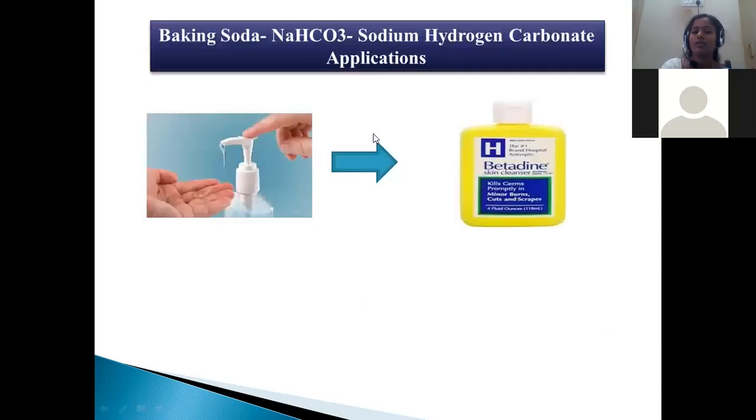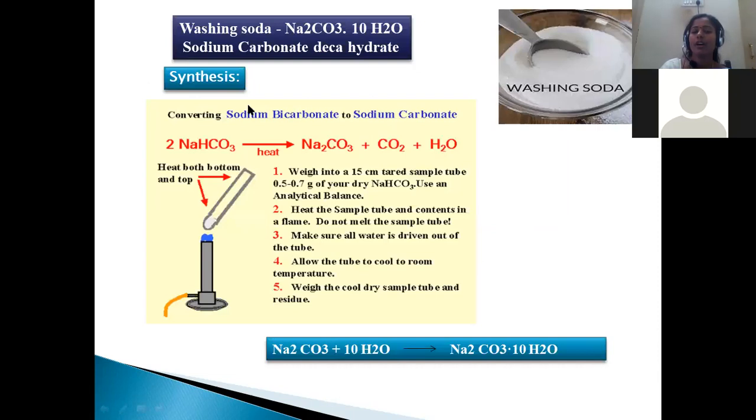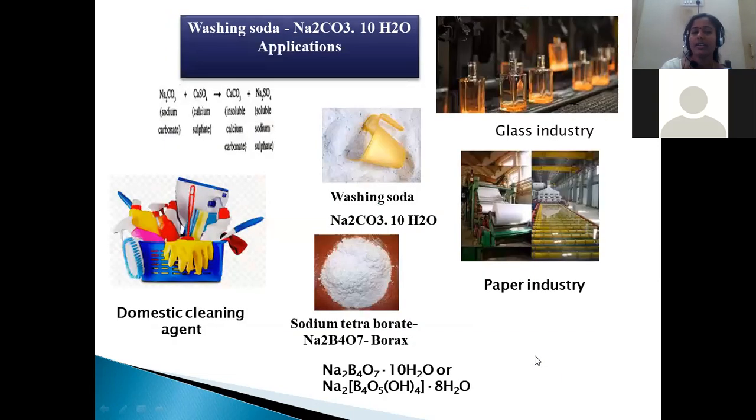The chemical name of washing soda is sodium carbonate decahydrate. It is indicated as Na2CO3 10H2O. It is also a crystalline substance. The starting material for the synthesis of washing soda is sodium bicarbonate. Sodium bicarbonate, upon heating, forms sodium carbonate, carbon dioxide, and water. The sodium carbonate formed can be moistened by 10 moles of water. When 10 moles of water are added, sodium carbonate decahydrate is formed, right?